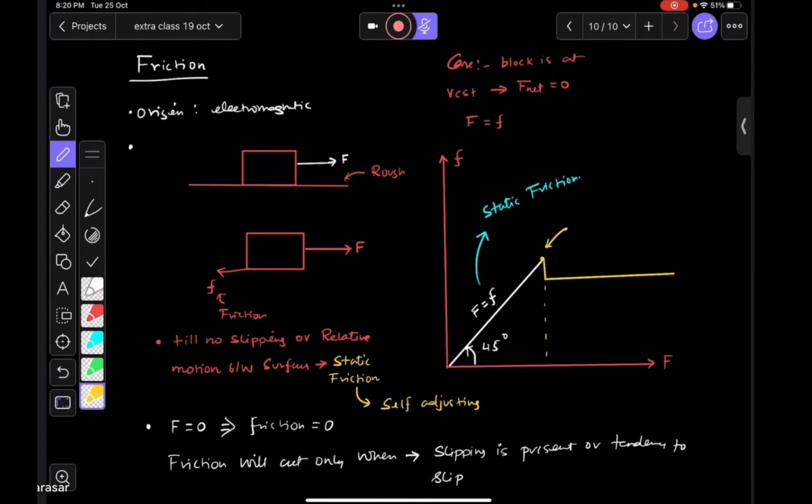Static. No, it doesn't depend upon force only. But if there is no slipping, then the friction force will come. Correct. And suppose maximum.